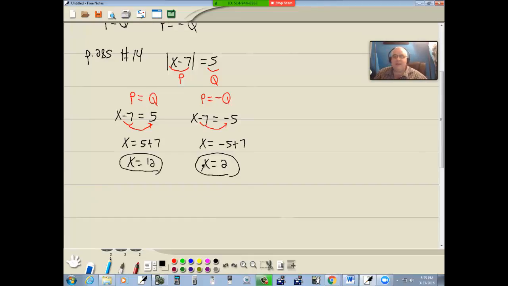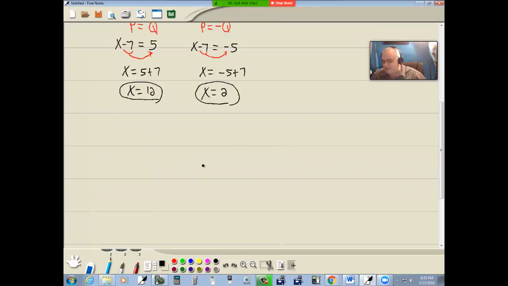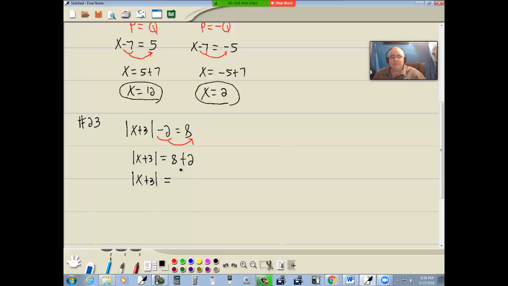Now in some of the problems, you may have to work at getting the absolute value by itself first, like number 23 in that same section. We have the absolute value of x plus 3 minus 2 is equal to 8. Well, again, we have to get the absolute value by itself. So I'm going to take this negative 2 and I'll move it over to the right side. Remember, when you move anything across the equals, the sign changes. So negative 2 becomes a positive 2. Eight plus 2 is 10. And now it's in the right form.